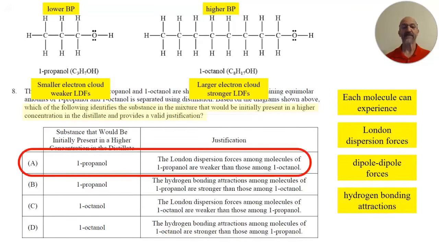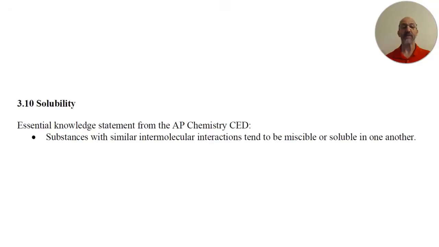The substance in the mixture that would be initially present in a higher concentration in the distillate is going to be 1-propanol because it has weaker London dispersion forces and therefore a lower boiling point. All right, well, those two questions, question 7 and question 8, were examples of practice for topic 3.9. Now let's move on to the review for topic 3.10, solubility.